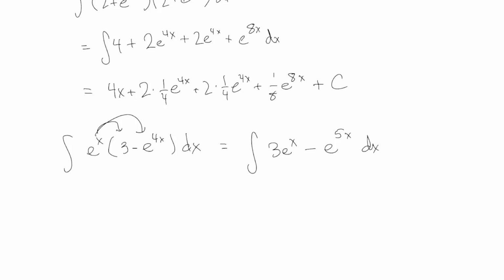All right, and now we do the integral each time. 3e to the x, the 3 is a coefficient, and so I just get 3e to the x again, and then minus e to the 5x. This is the e to the kx thing again, 1 over 5 e to the 5x. That's what it is. Any thoughts or concerns about those?